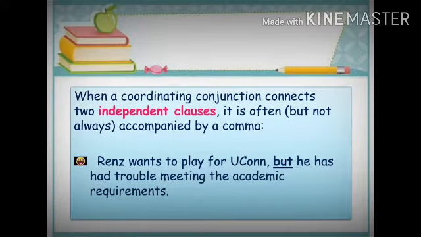When a coordinating conjunction connects two independent clauses, it is often accompanied by a comma. Example: Renz wants to play for Akan, but he has had trouble meeting the academic requirements. You can identify the two clauses as separated by a comma.